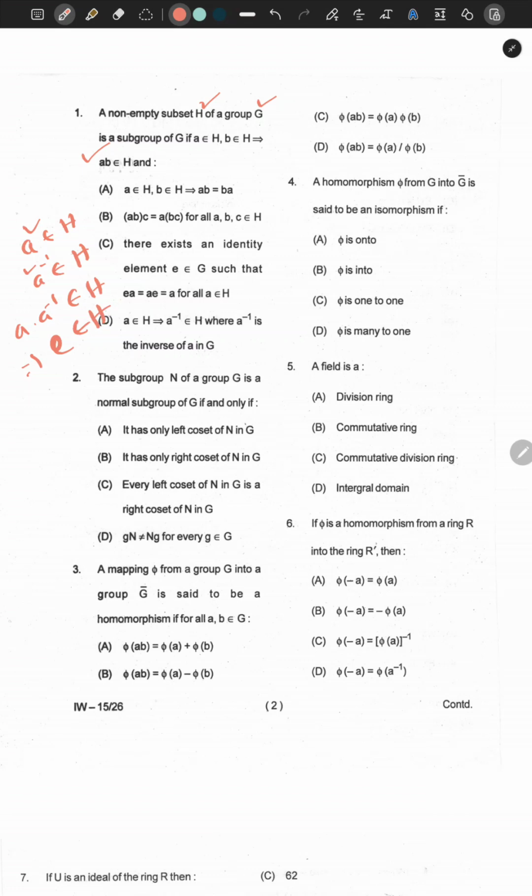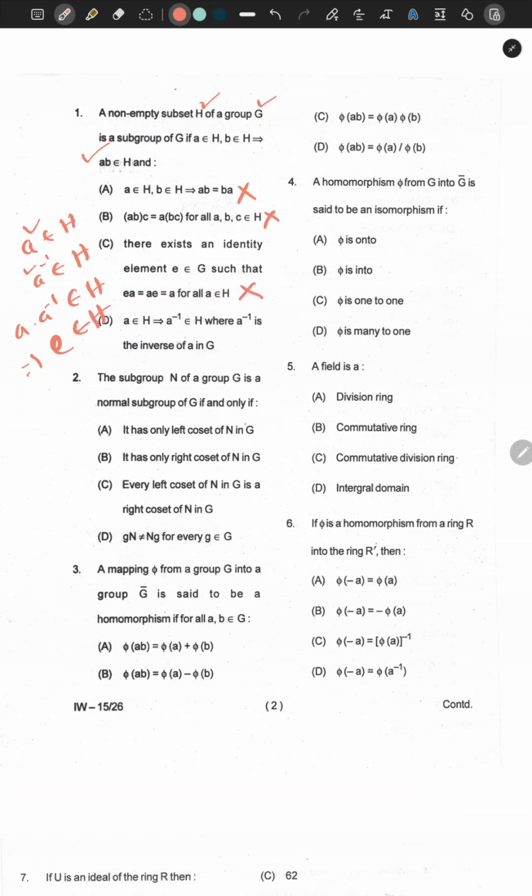So we only need to verify whether the closure property and the inverse property hold in the subgroup or not. But the closure property is given, so we need to verify only the inverse property. The first property is A dot B equal to B dot A. This is the commutative property. This is not the inverse property, so it is not true. The second one is the associative property. This is also not true. The third one is the existence of the identity element. This is also not true.